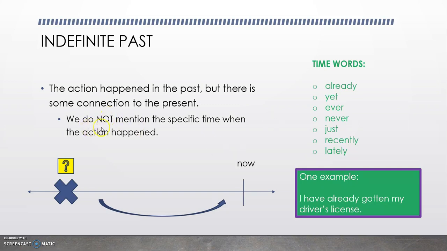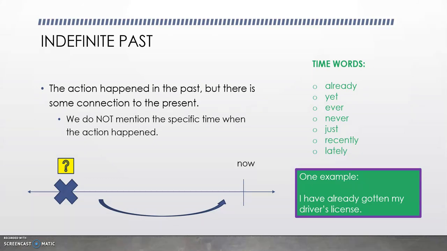We do not mention the specific time when the action happened. That's why I put that yellow question mark. We do not mention the specific time. Maybe we don't know, maybe we don't care. The thing we care about is there's some connection to the present. So my example in the green box is, I have already gotten my driver's license.